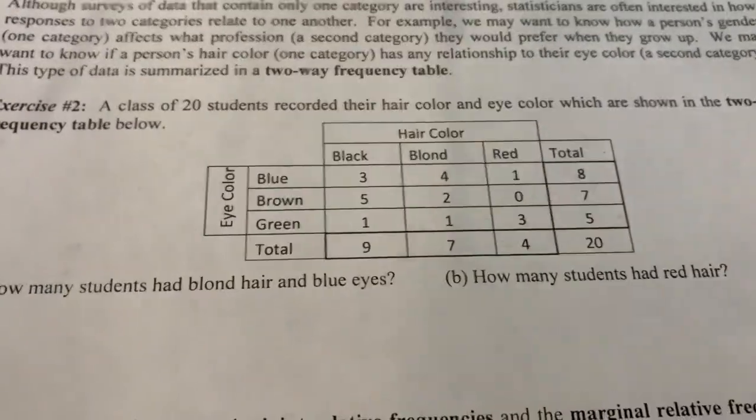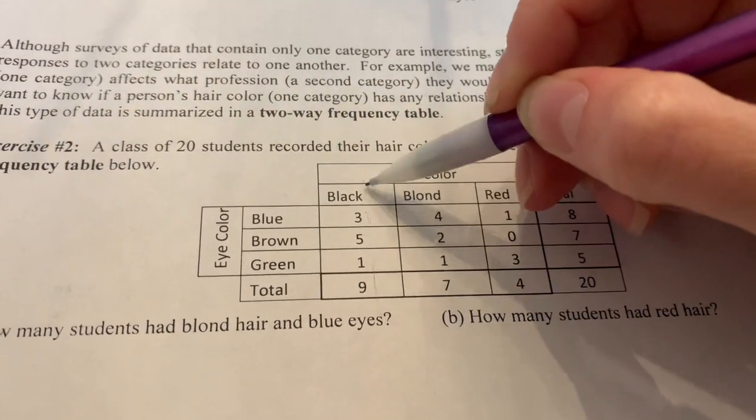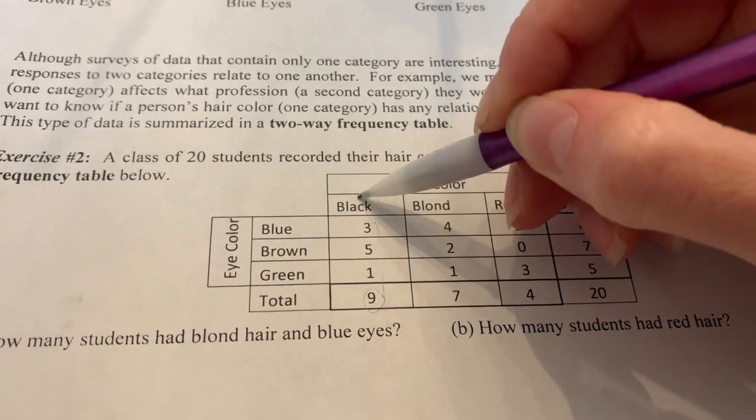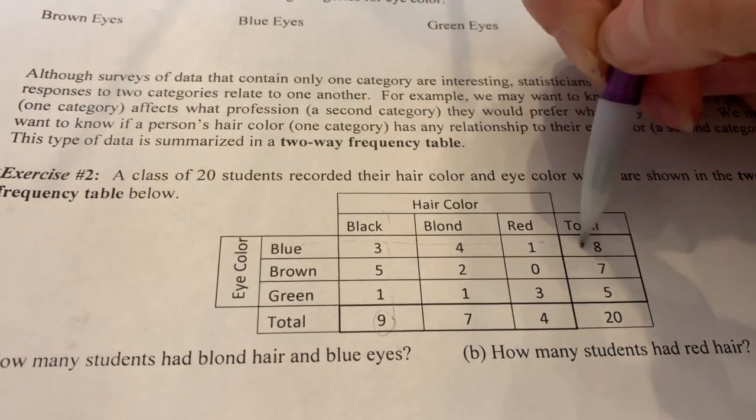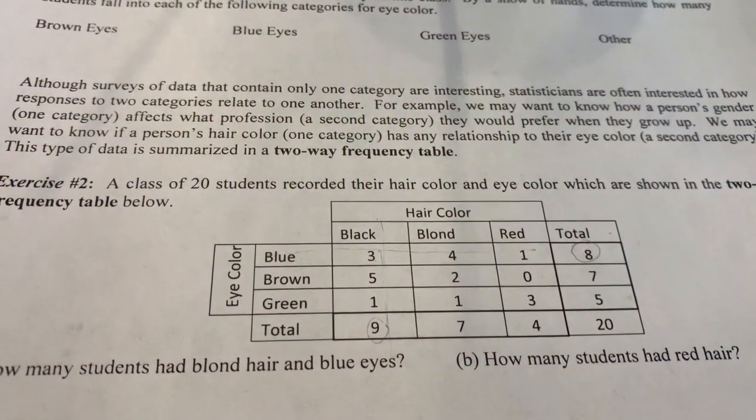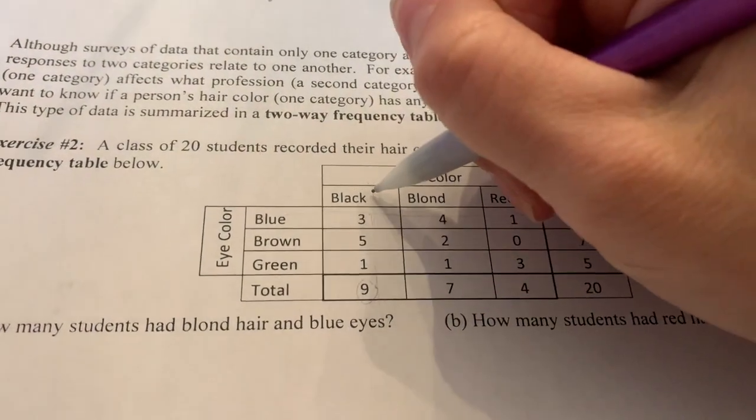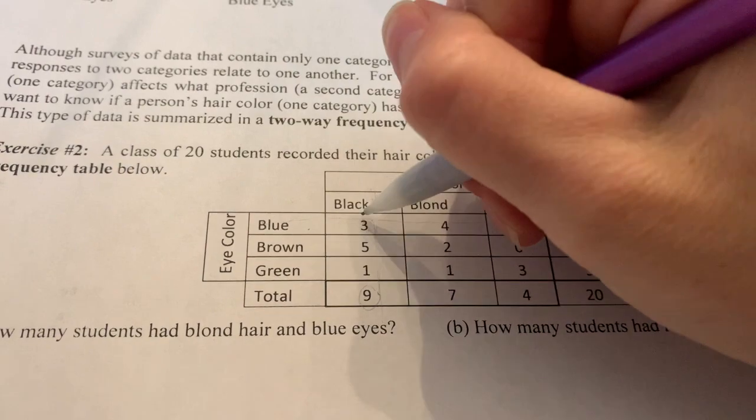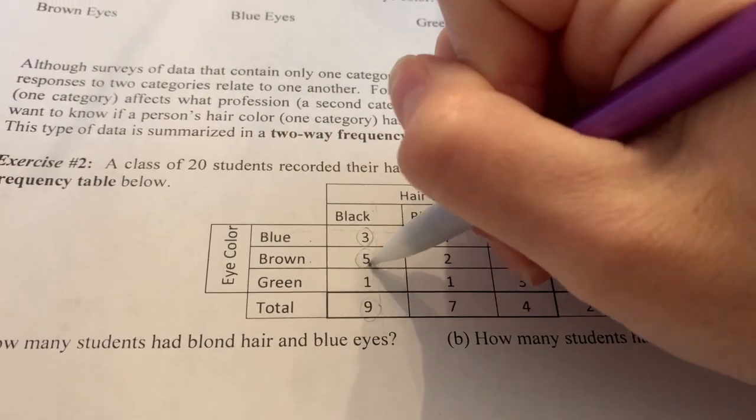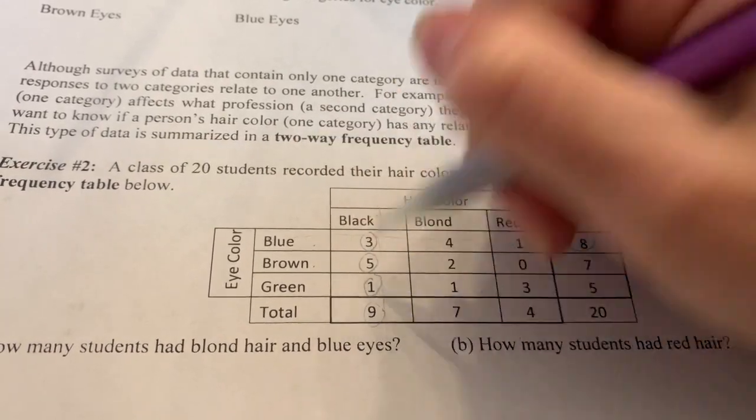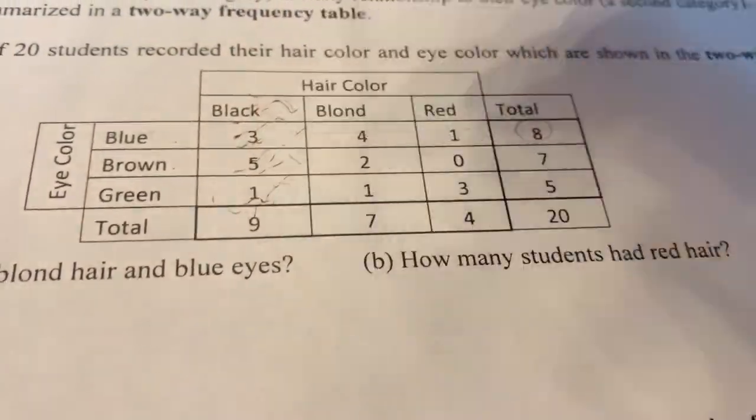So for example, all the people who had black hair are in this column. So there's a total of 9 people with black hair. People with blue eyes are on this row, and the total is 8. So there's 8 people with blue eyes. The two-way frequency table shows us both at the same time. So people who have black hair and blue eyes, there's 3. Okay? People with black hair and brown eyes, 5. Black hair, green eyes, 1. Okay? And so on.